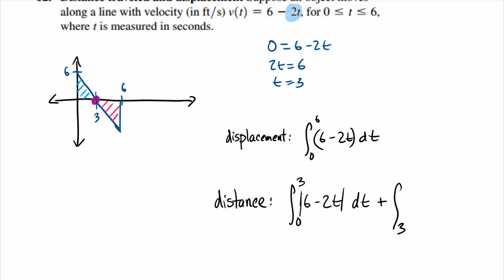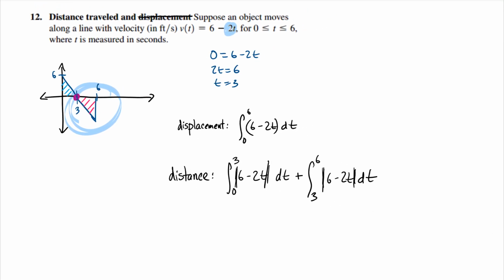And then we're going to go from 3 to 6 of the absolute value of 6 minus 2t dt. The way I'm writing this is silly. This is bad. I don't like it. But knowing what the graph looks like helps. I know that this is negative.